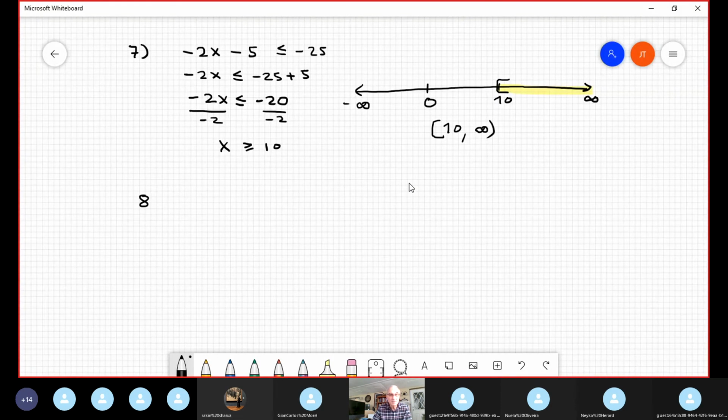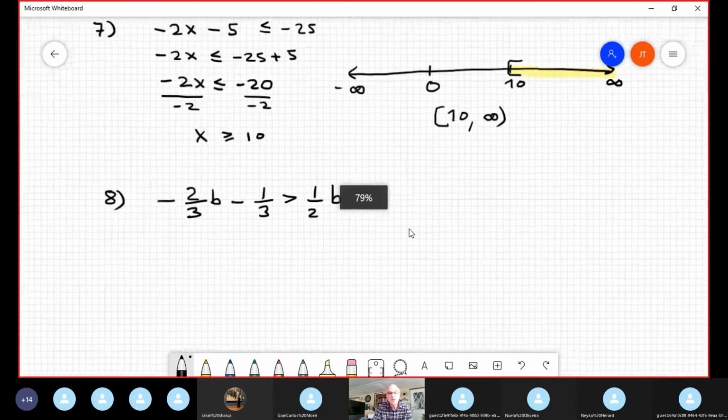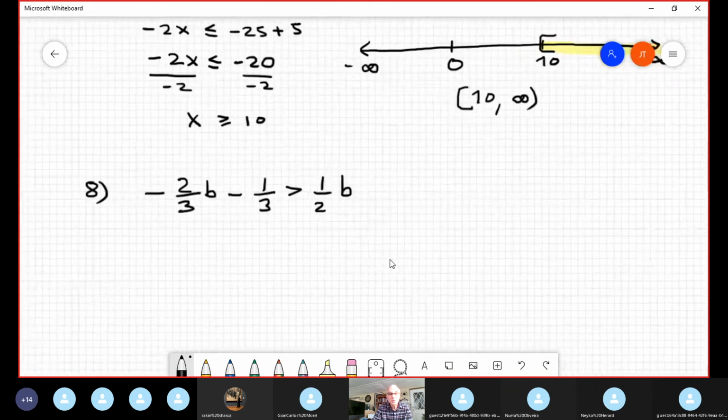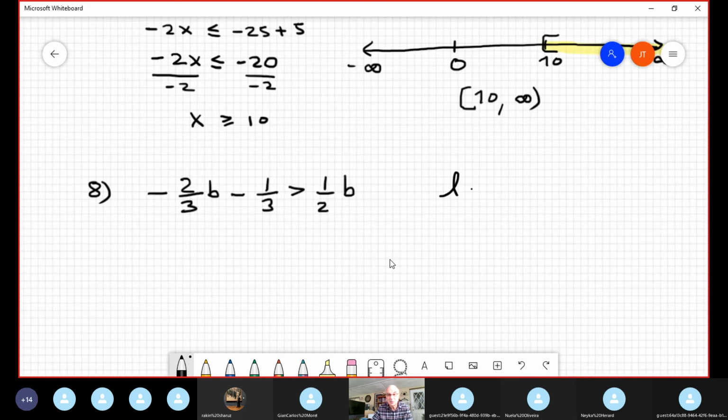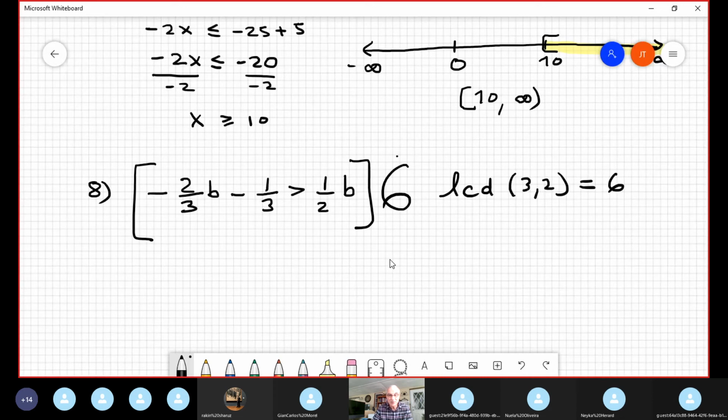Yes. Number 8. Minus 2/3 b. In this case, the variable is b. Minus 1/3 greater than 1/2 b. Well, we can use elimination for the fractions, no? What is the least common denominator between 3 and 2? 6. Absolutely perfect. So you multiply the entire inequality by 6. One big 6 multiplies everything. Multiply by 2/3, by 1/3, and by 1/2.